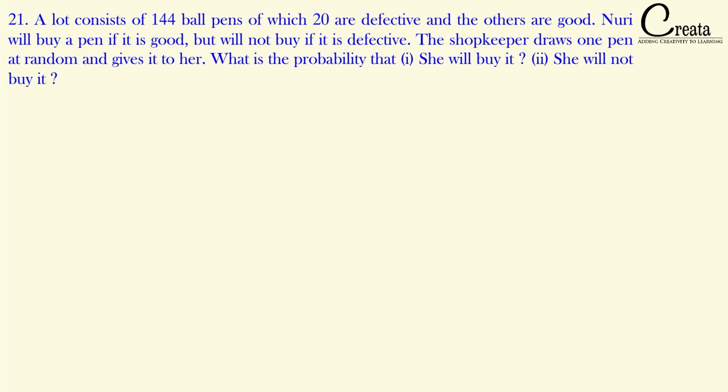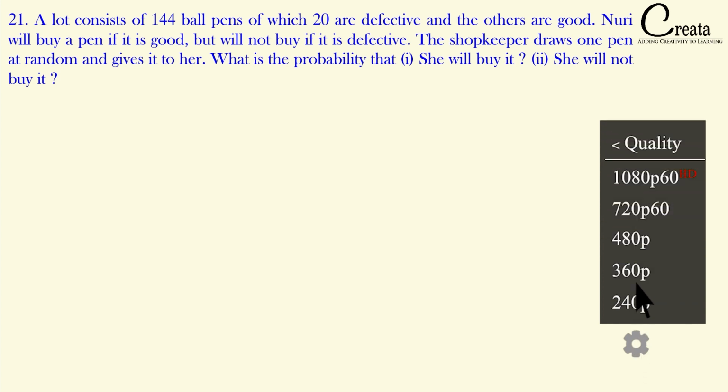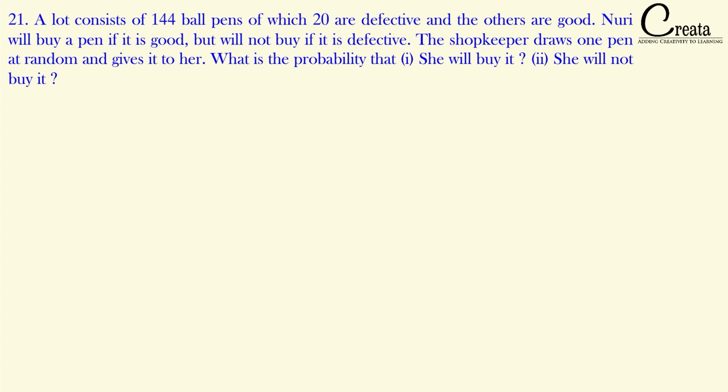A lot consists of 144 ball pens, of which 20 are defective and the others are good. Nuri will buy a pen if it is good, but will not buy it if it is defective. The shopkeeper draws one pen at random and gives it to her. What is the probability that, in the first case, she will buy it, in the second case, she will not buy it? So let's observe the question.